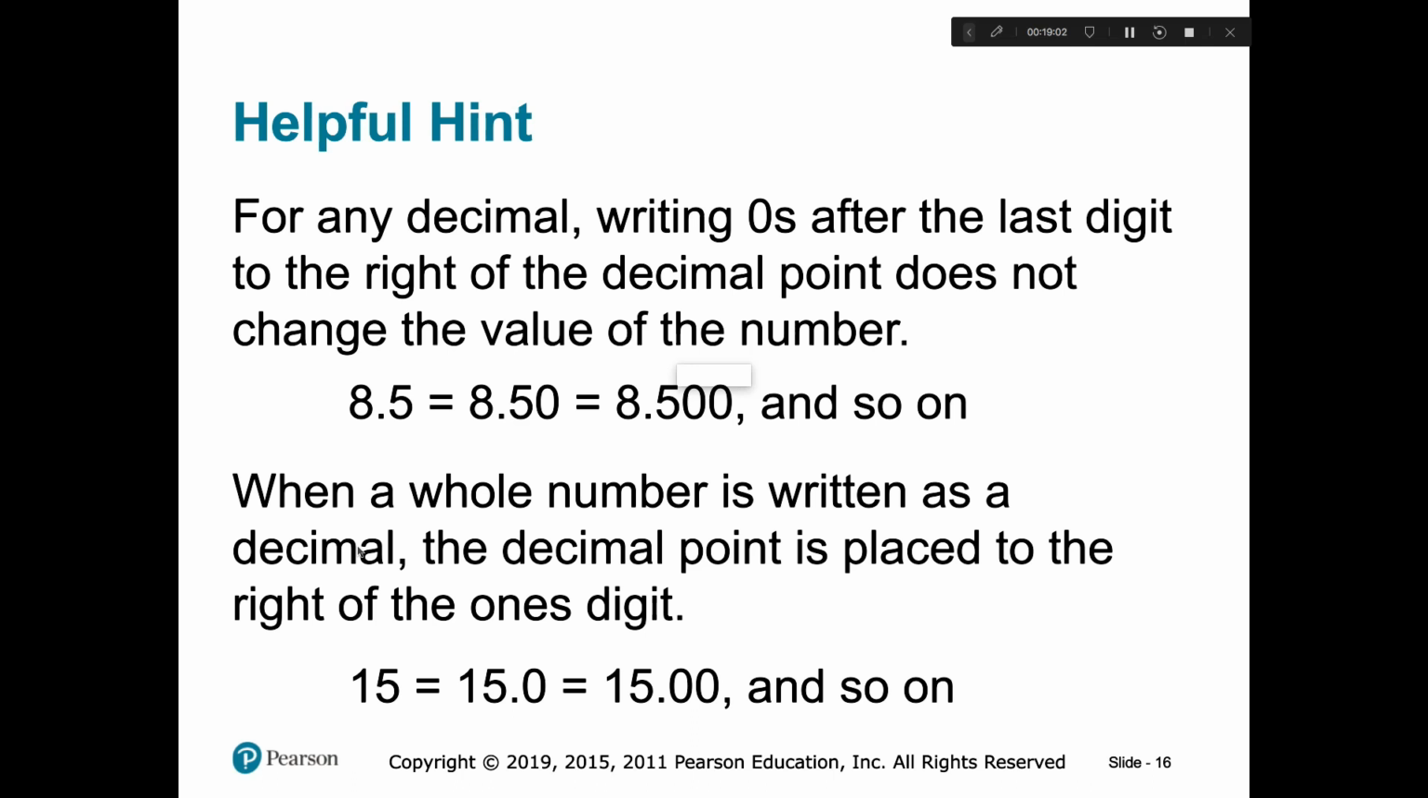Decimals and zeros. Remember that 8 and 5/10ths is the same as 8 and 50 hundredths and the same as 8 and 500 thousandths, okay? After that decimal point, we can add on those zeros and it does not affect the value of your number.